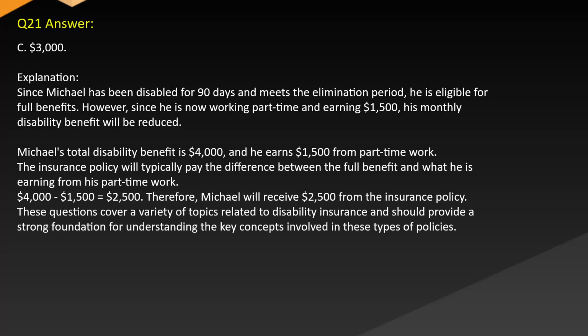Answer C. $3,000. Explanation. Since Michael has been disabled for 90 days and meets the elimination period, he is eligible for full benefits. However, since he is now working part-time and earning $1,500, his monthly disability benefit will be reduced. Michael's total disability benefit is $4,000 and he earns $1,500 from part-time work. The insurance policy will typically pay the difference between the full benefit and what he is earning from his part-time work. $4,000 minus $1,500 equals $2,500. Therefore, Michael will receive $2,500 from the insurance policy.